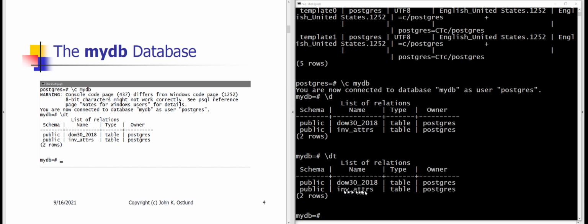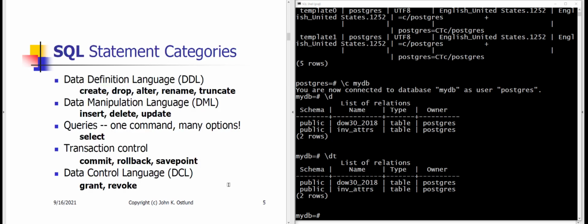We have the INV adders table that we created and loaded data into mostly manually, but we also did some data from a file. And then the Dow 30 2018 table that we loaded in using a program to create the table and a \copy command to copy in initial data into that table.